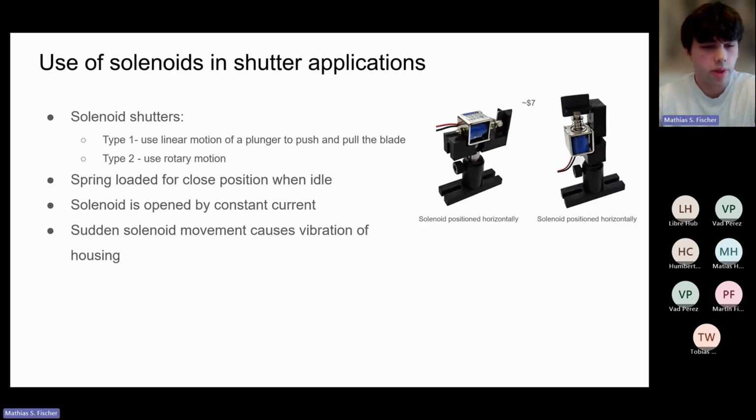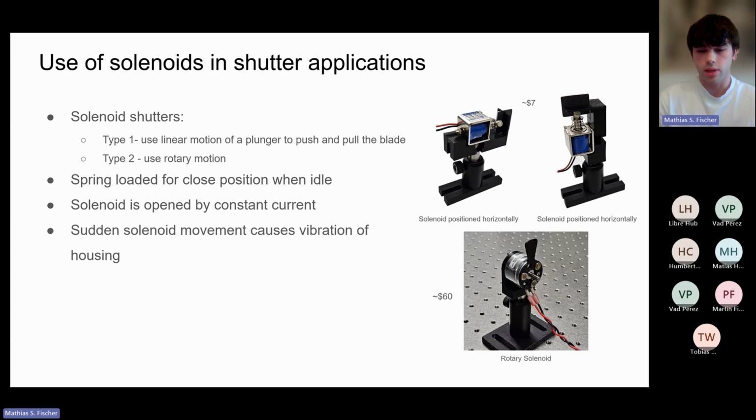The other type of actuator that we tried was solenoids. And of solenoids themselves, there's two types. There's a linear motion solenoid, which uses the plunger to push and pull the blade. We oriented it so when we pull, the beam is passed. When we push, it's blocked. And the second type of solenoid is a rotary solenoid. So it uses also rotational motion to block or pass the beam. And solenoids are different from servos because they use a continuous current to pull it open. And on the way back, it's spring-loaded. So when current is taken away, it will just spring forward and block the beam.